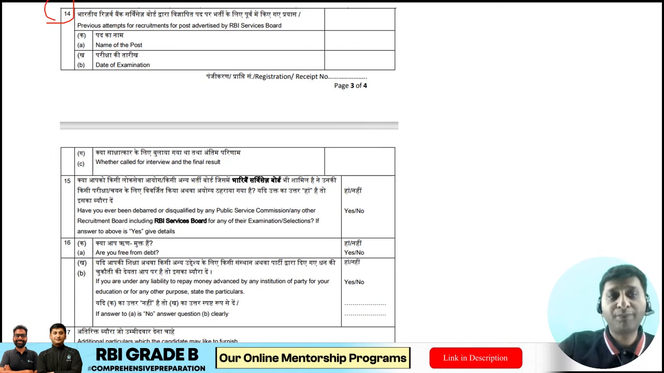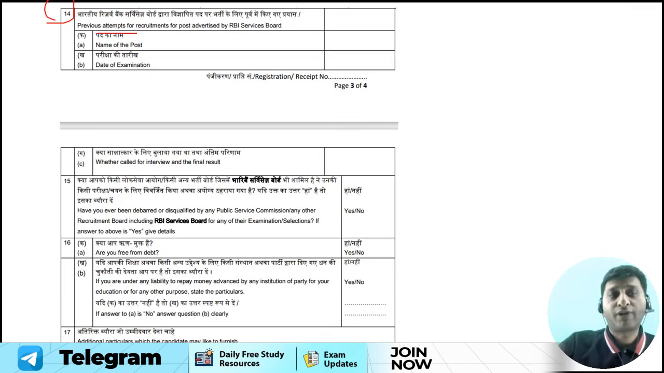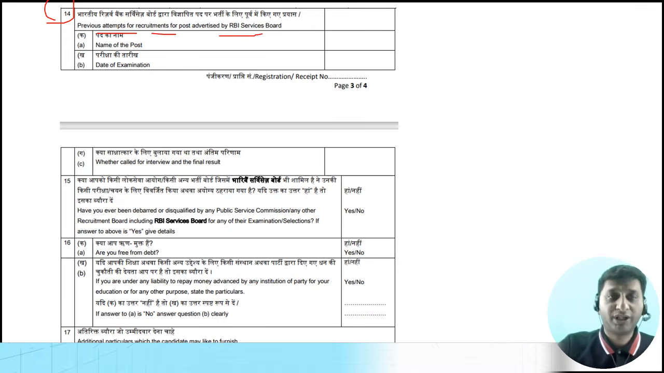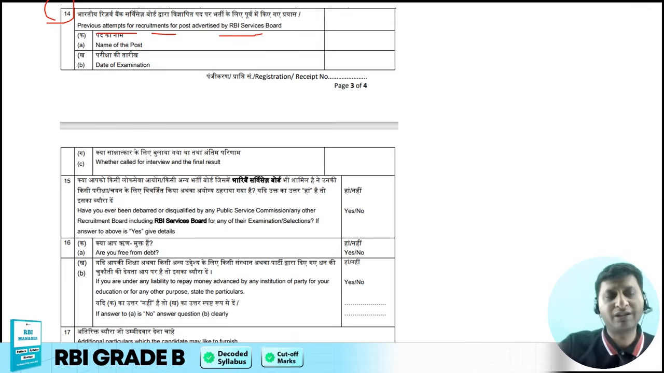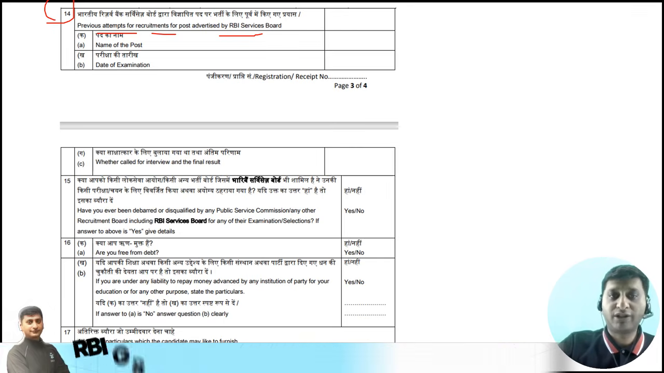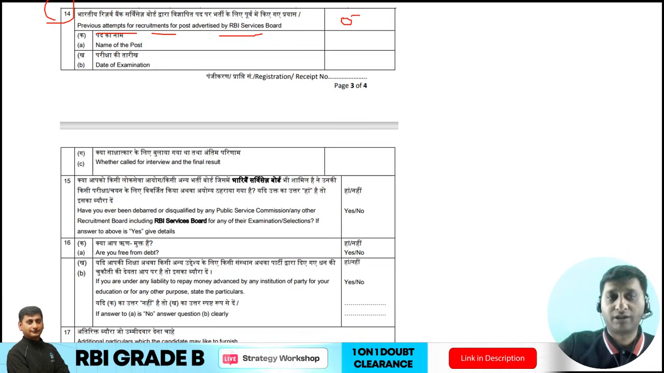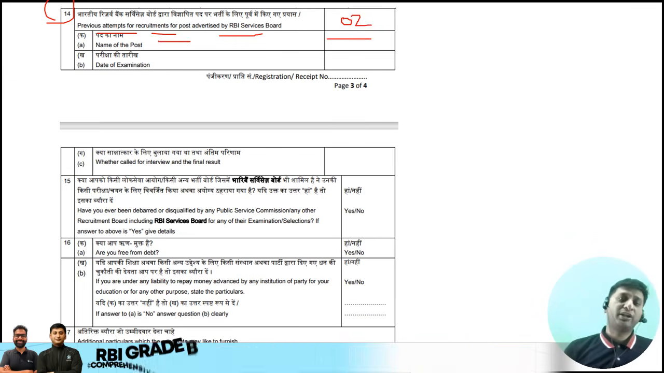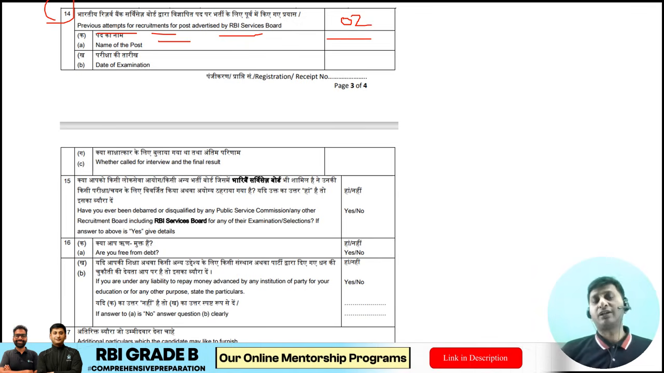So if you have given any previous attempt for recruitments by RBI Services Board, say you have appeared in the RBI Grade B exam or the RBI Assistant exam or any other exam conducted by RBI Services Board, you have to write the number of attempts previously you have done. So if it is, say, 2, you write 02 here. Name of the post you write, right? If you have given RBI Grade B and RBI Assistant both, then write RBI Grade B and RBI Assistant. If you have given one, write the name of that one and the date of examination.